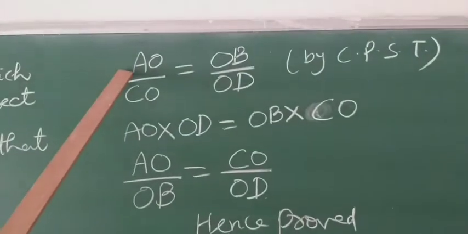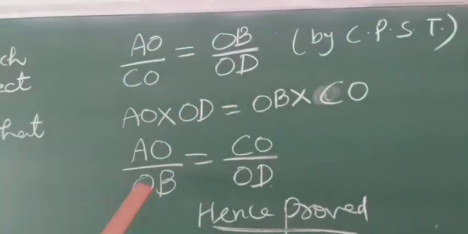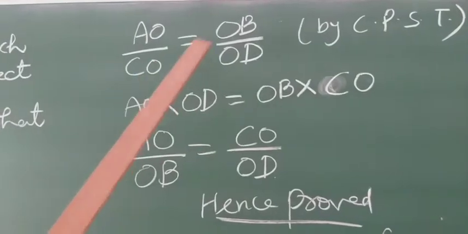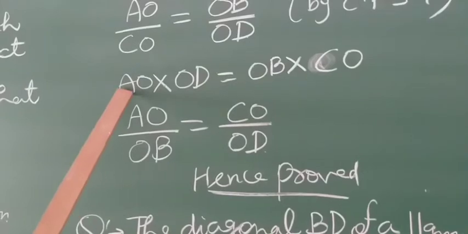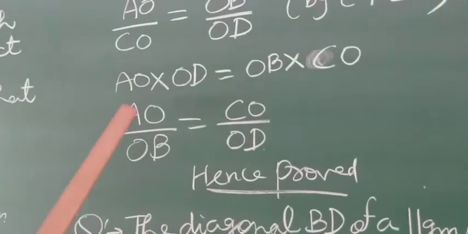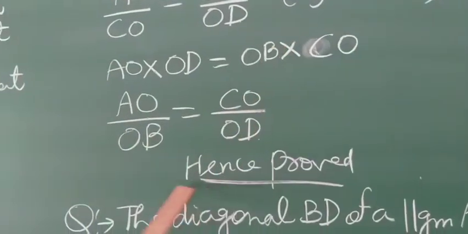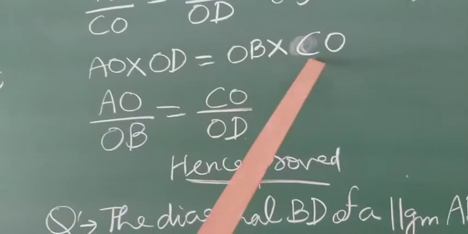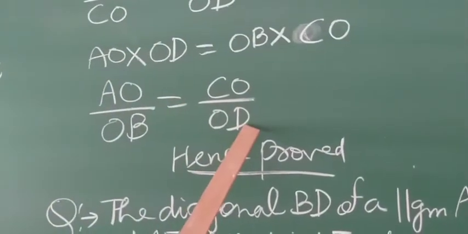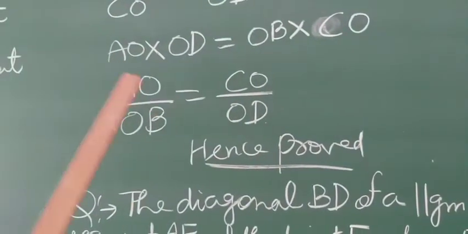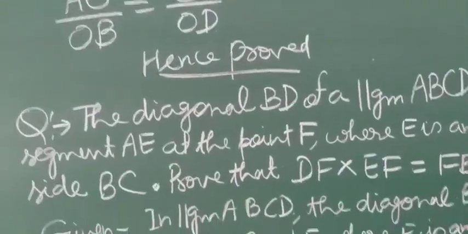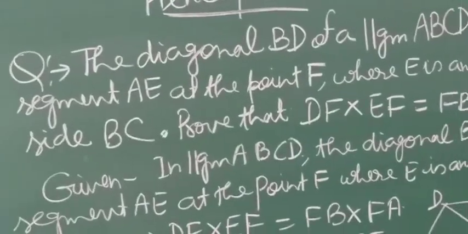Now students, do cross multiplication. AO into OD equals OB into OC. Now students, we can write this statement like this also: AO upon OB equals CO upon OD. When we do cross multiplication, we get the same. Okay students, this we had to prove. Hence proved. Let us solve one more question.